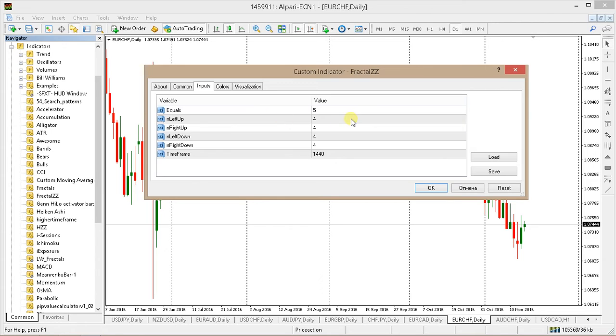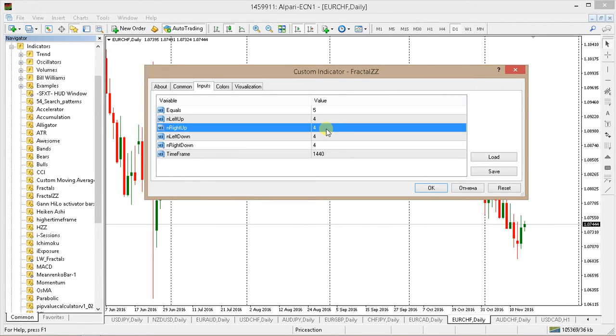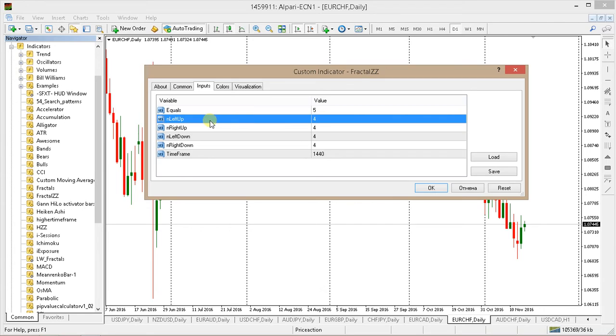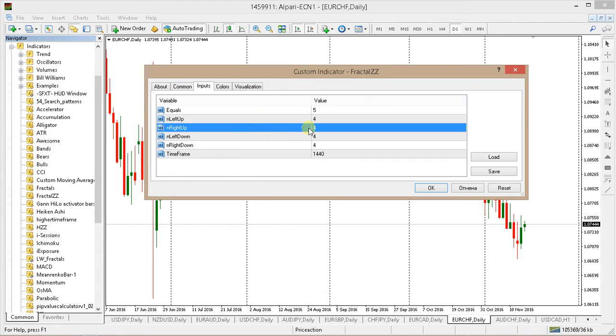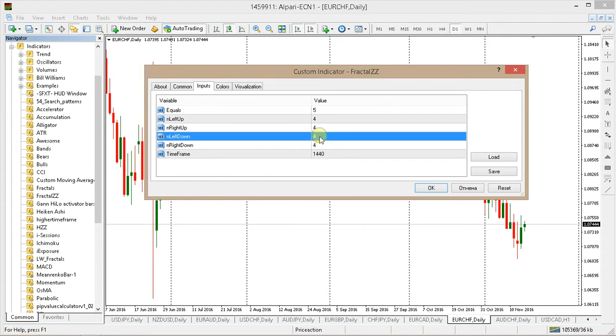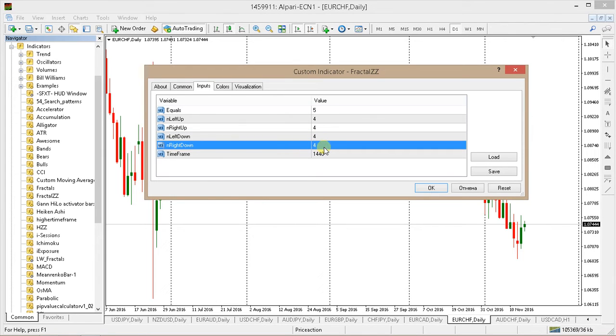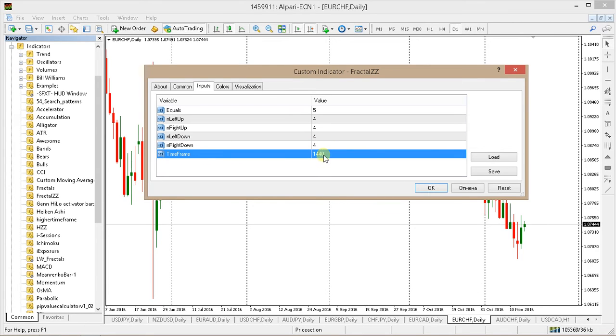What do we have in the settings? We have the settings of the fractal itself: left part of up fractal, right part of up fractal, left part of down fractal, right part of down fractal. 4 candles on the left, 4 candles on the right. And I wanted to use the information of the daily time frame. I wanted to draw rectangles on the daily time frame. You will understand in a second why you need to set the time frame for drawing in minutes here.